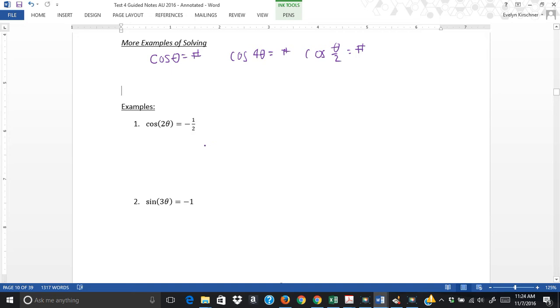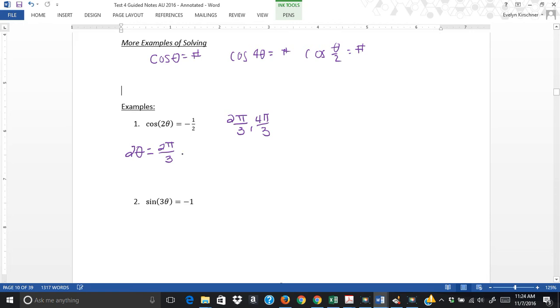I have cosine 2 theta equals negative 1/2. So the first thing I'm going to ask myself is, when is a cosine negative 1/2? Well, cosine is negative 1/2 in the second and third quadrants, and it's 1/2 at the pi over 3 family, so it's at 2 pi over 3 and 4 pi over 3. But that's not my answer, because that's what 2 theta equals. So now I know that 2 theta equals 2 pi over 3.